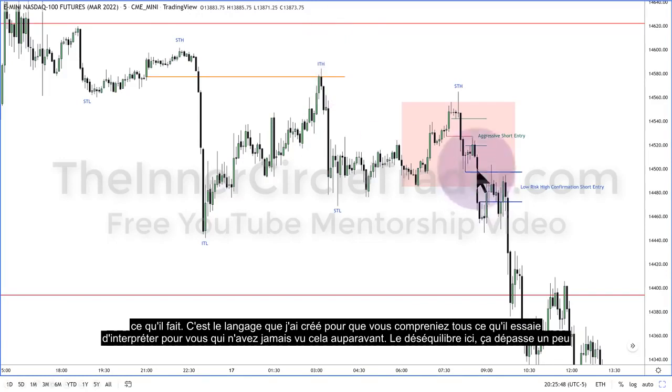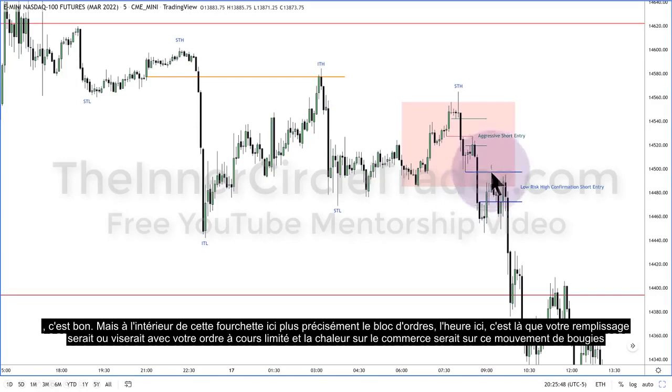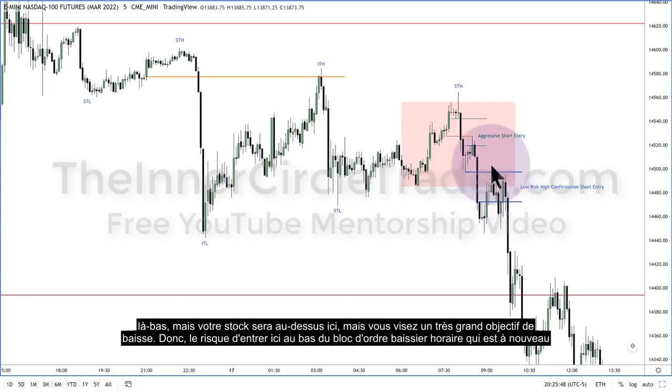The imbalance here, it goes over a little bit, that's okay, but inside this range in here, more specifically, the order block, the hourly right here, that's where your fill would be, or aiming with your limit order. And the heat on the trade would be on this candle's movement there. But your stop would be above here.